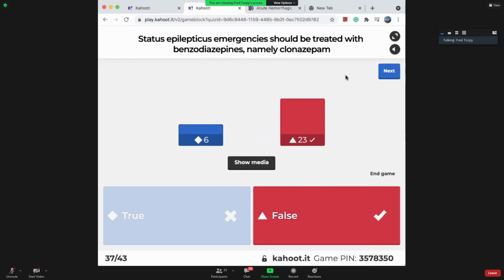Nice. Good job, you guys. So according to Dr. Wagner, what's the most common use of clonazepam? Isn't it a secondary choice for maintenance? Yeah, it's secondary choice for maintenance in cats.